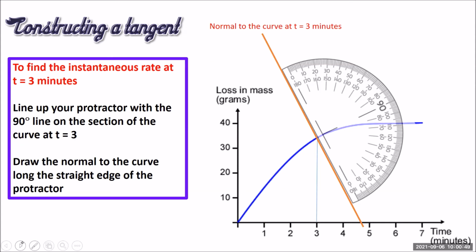So you're going to line your protractor's 90-degree line up as close as you can get to the slope of the curve. So here's your 90-degree line. And you're going to make sure that your protractor is lined up with, here we're taking the rate at the 3-minute mark. So you're going to line your protractor up there. Then if you draw a line along the straight edge of the protractor, this is going to give you the normal to the curve at t equals 3 minutes.